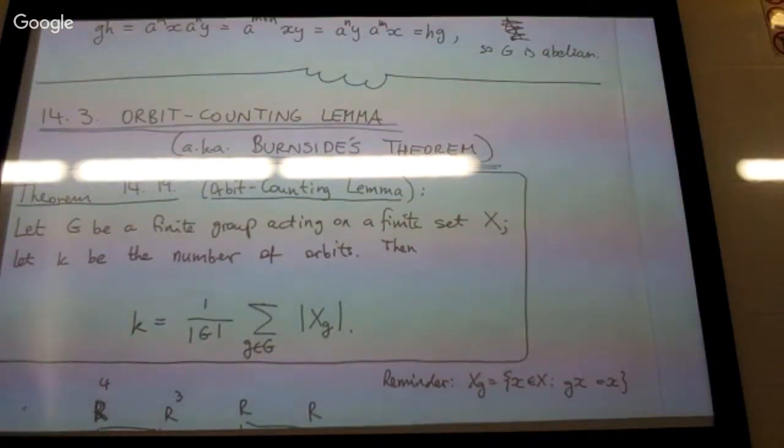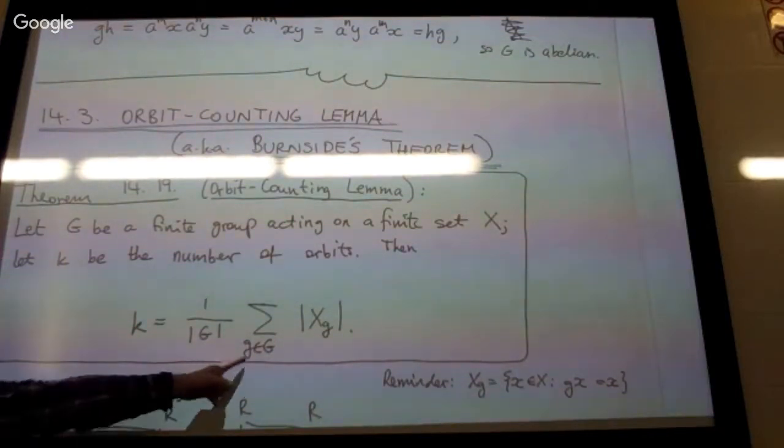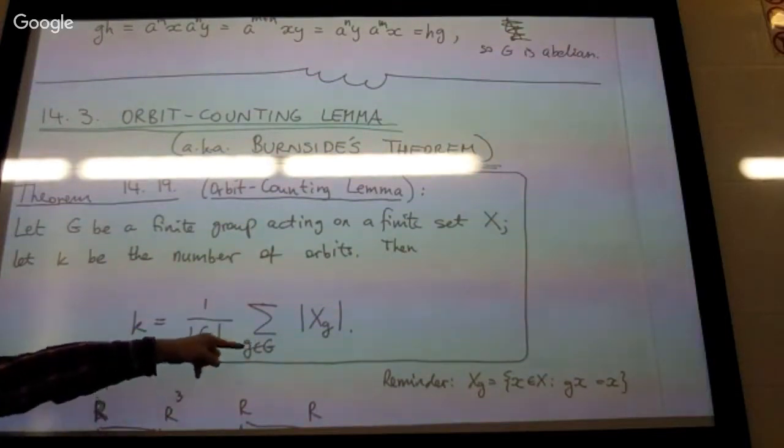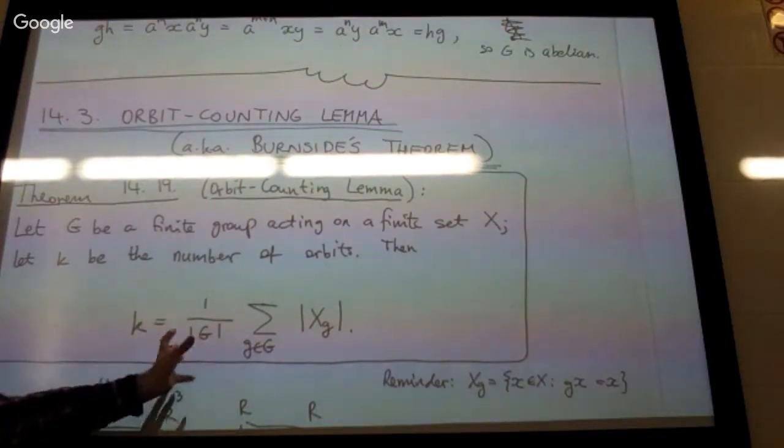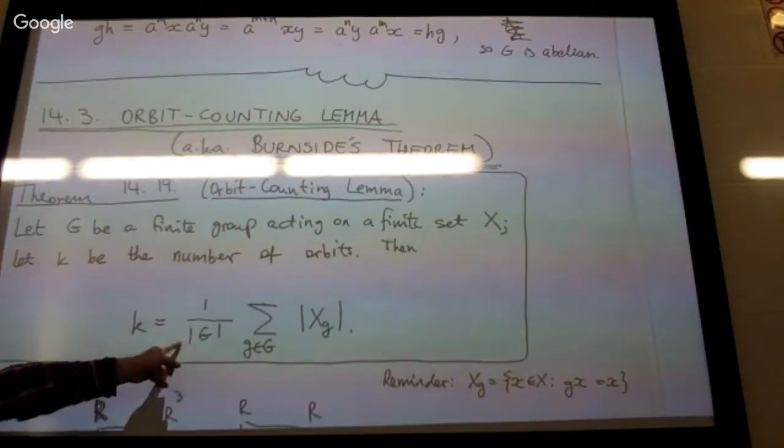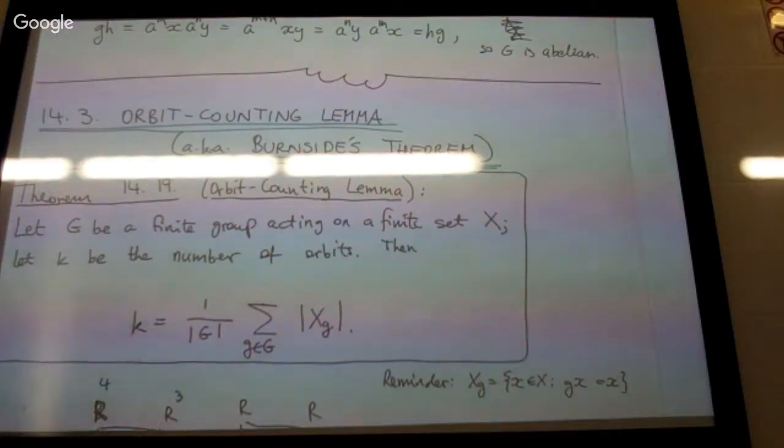So what does it say? We have an action, group G, acting on a set. You want to count all the orbits of that action. And this theorem tells you that when you look at all the elements of the group and count how many fixed points they have each, and look at the average number of fixed points, that is giving you the number of orbits.